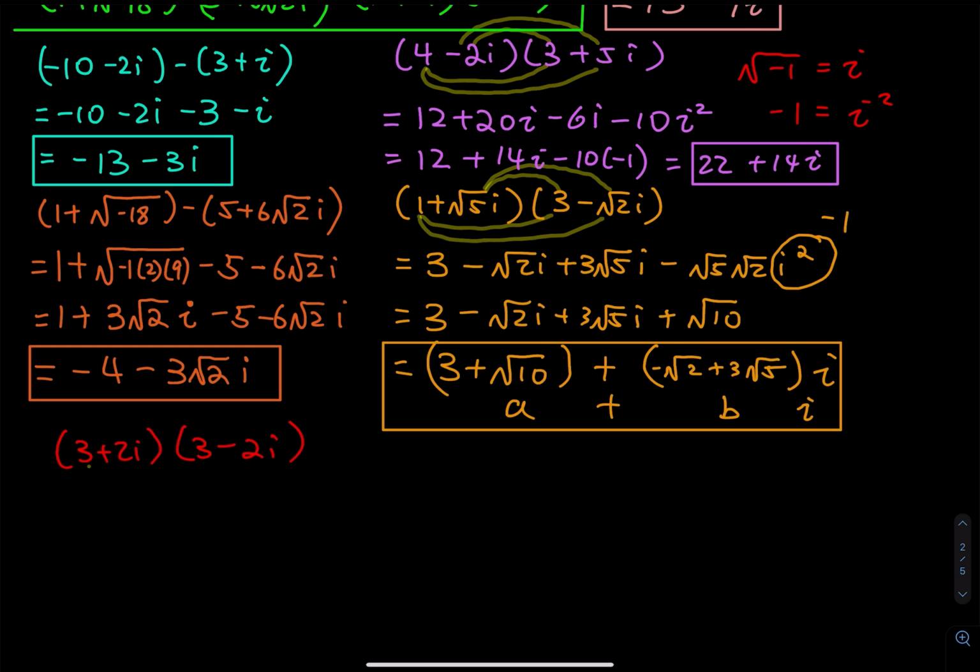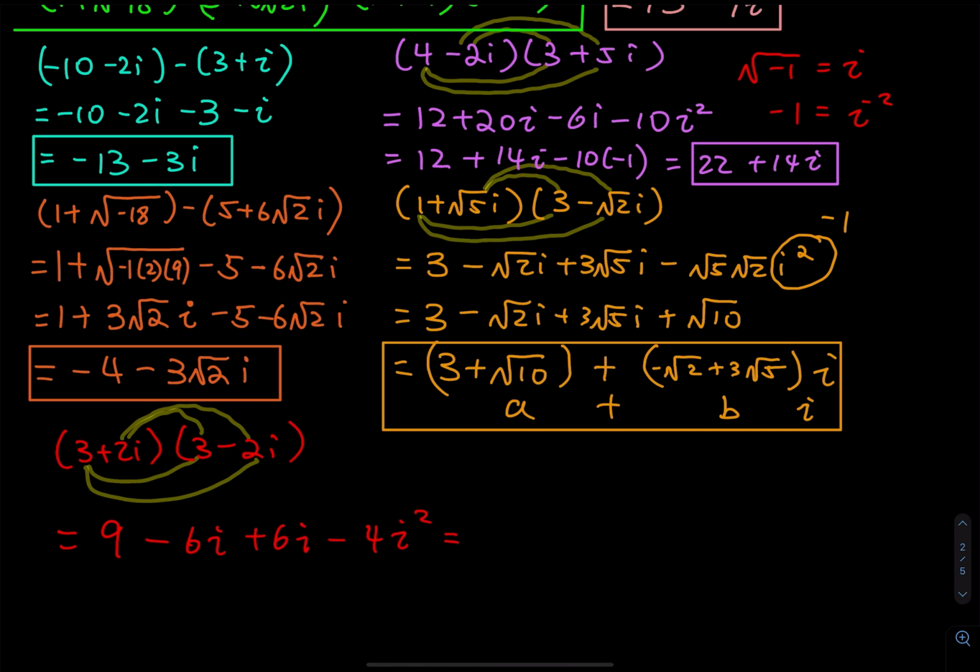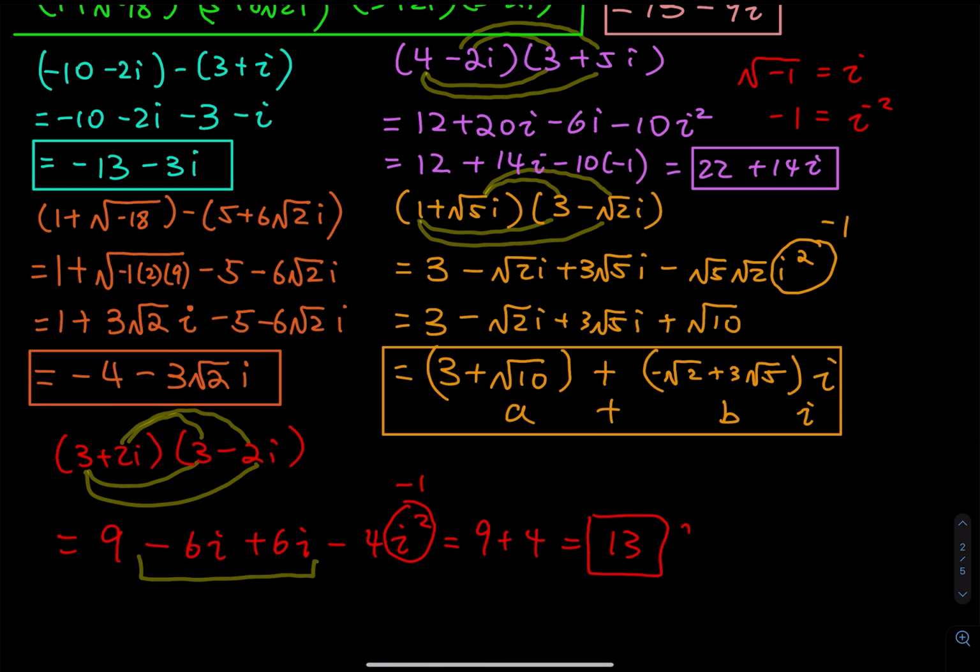All right, 3 times 3, 3 times minus 2, you have a 9 minus a 6i, and then you have a 2 times 3, 2 times negative 2, you have a plus 6i, and then minus 4i squared, which is equal to, what is that equal to? The minus 6 and the plus 6 got cancelled, and then i squared is equal to negative 1, right? And then you have a 9 plus 4, which is equal to 13. Now, this one, when you multiply those two complex numbers, the answer is a real number.